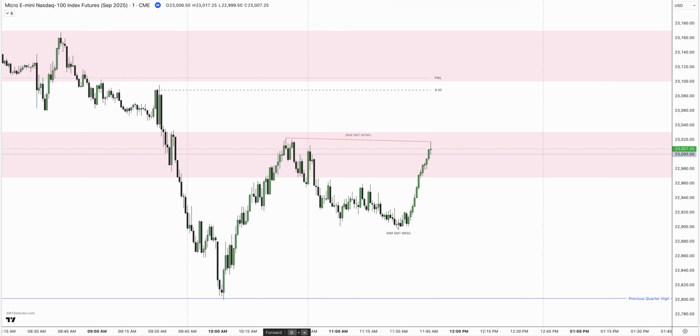So let's go ahead and play out price. I'm bearish in this scenario, so I'm just waiting for the proper entry. And what I want to show you is the importance of using SMT at the SMR.